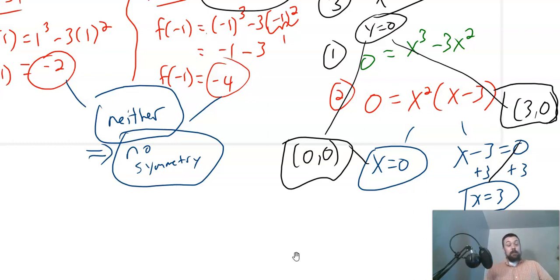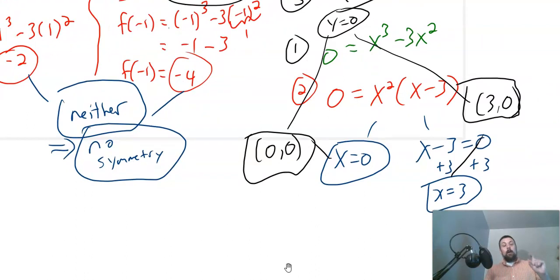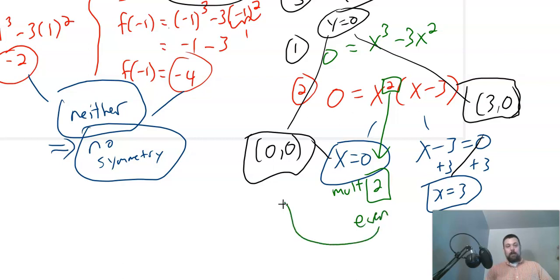Now, in addition to finding those points, we can also determine whether the graph is crossing or touching at those points by looking at the multiplicity here. So the multiplicity of this root is 2. Because the exponent was 2, the multiplicity is 2. That's an even multiplicity, which means the graph will touch the x-axis at that point, just like in the last problem we saw. Multiplicity is even. If it's an even number, the graph will touch.